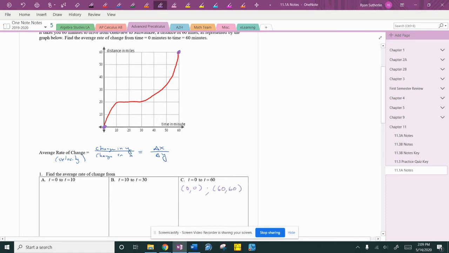And really, average rate of change is just asking me to find the slope of this line that goes through those 2 points. This line that passes through 2 points is called the secant line of a graph. So another interpretation of average rate of change is the slope of the secant line between 2 points.